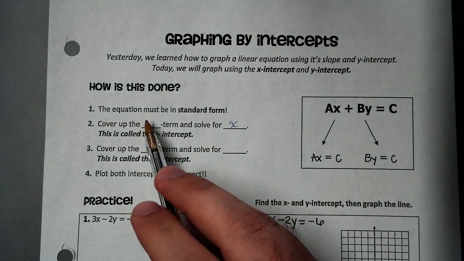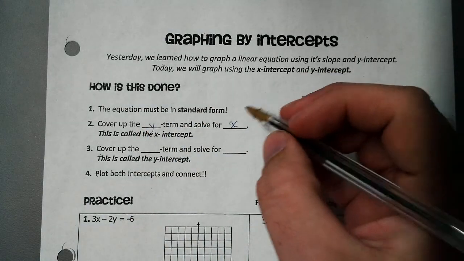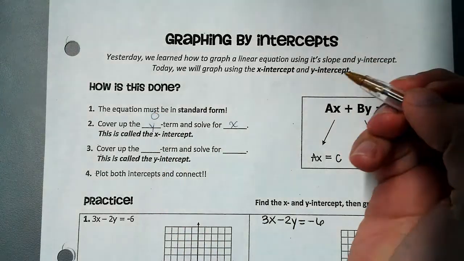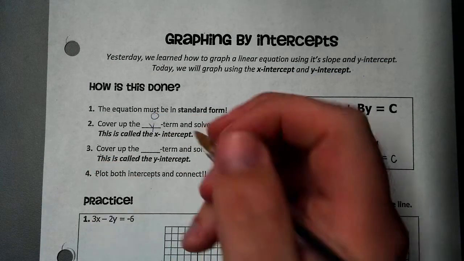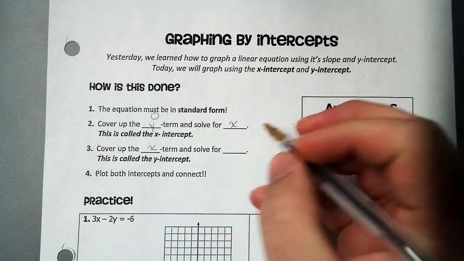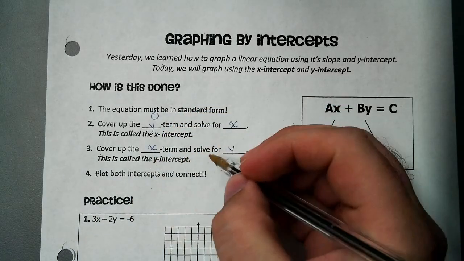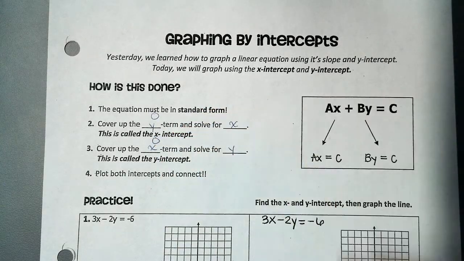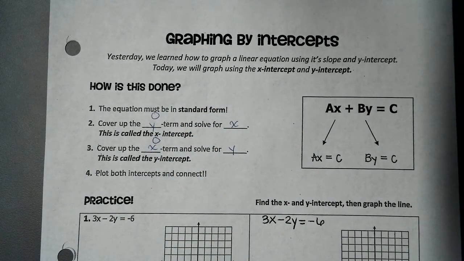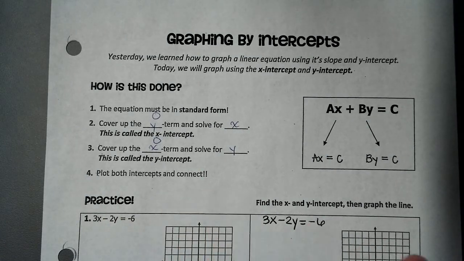What we're doing by covering up, really, is just plugging in 0 for y. After we get the x-intercept, we'll cover up the x term and solve for y. That'll give us the y-intercept. And remember, for the y-intercept, the x will equal 0. Then we're going to plot both intercepts and connect those lines.